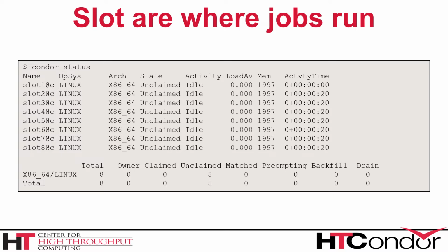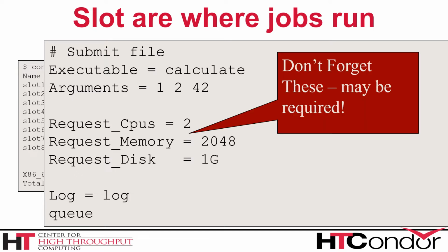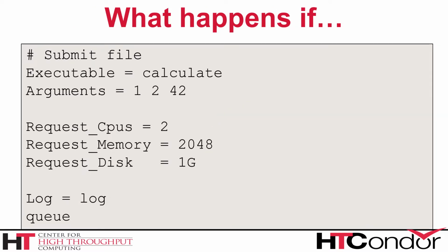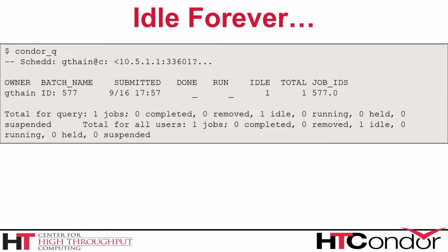So assuming the default configuration for HTCondor on this machine, remember that we get 8 single core slots, or places where a job can run. Given that, and a job submit file that looks like this, and remember, always include the request_cpus, request_memory, and request_disk lines in your Condor submit file, where could a 2 CPU job run? Assuming we submit this, and there are no 2 core slots available on the machine, in that case, sadly, HTCondor will find no matching slots for your job. And as a result, the job will remain idle in the scheduler's queue forever.